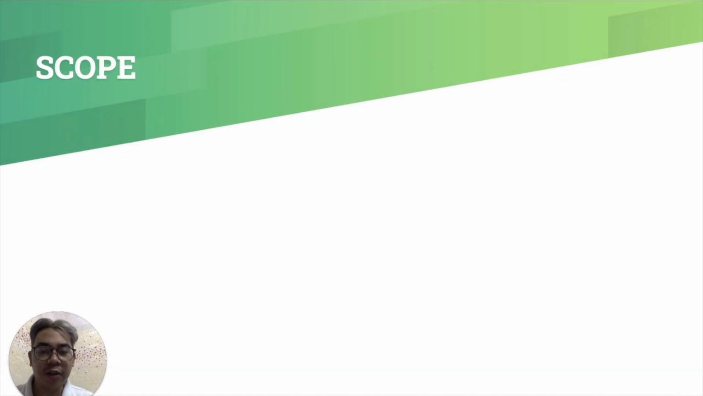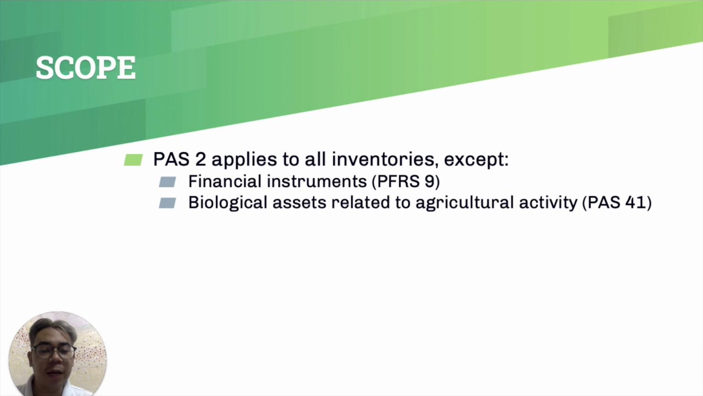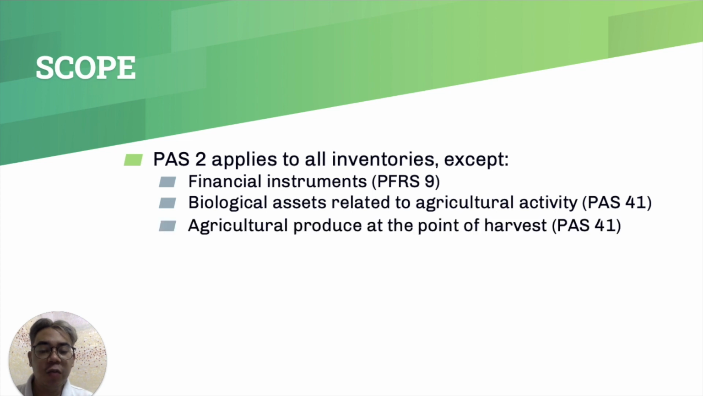For the scope of the standard naman, PAS 2 applies to all inventories except the following. So number 1, hindi nag-a-apply ang PAS 2 sa financial instruments because they are under the standard PFRS 9. Number 2, they do not relate to biological assets related to agricultural activity. For biological assets, they are governed by the standard PAS 41. And finally, yung mga agricultural produce at the point of harvest. Take note, at the point of harvest. So at the point of harvest, yung mga agricultural produce ay considered to be governed under PAS 41.